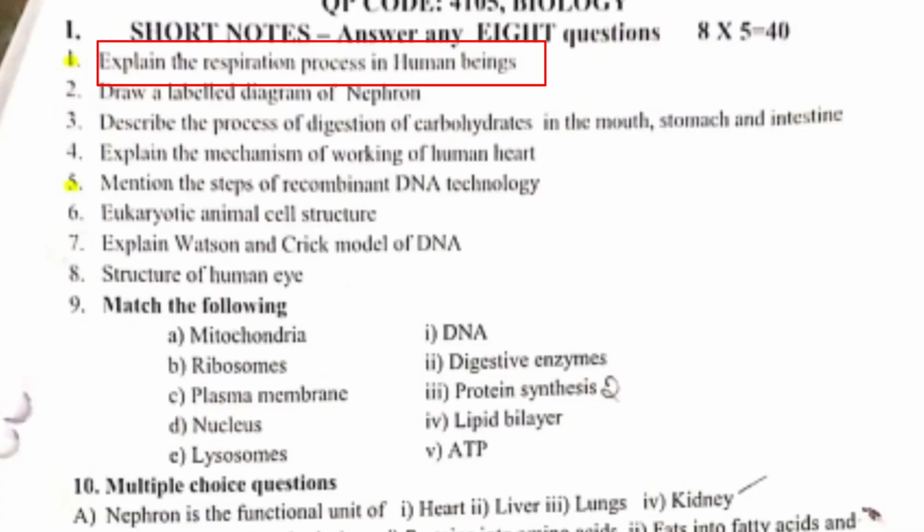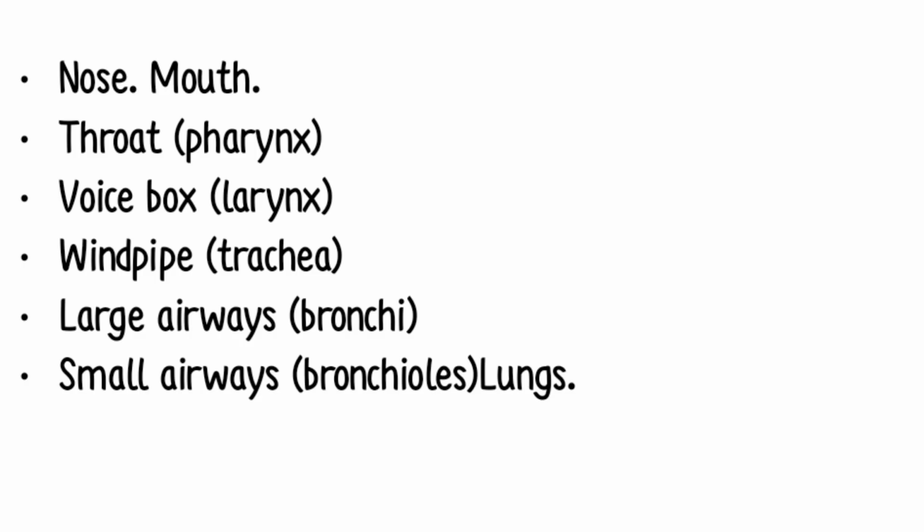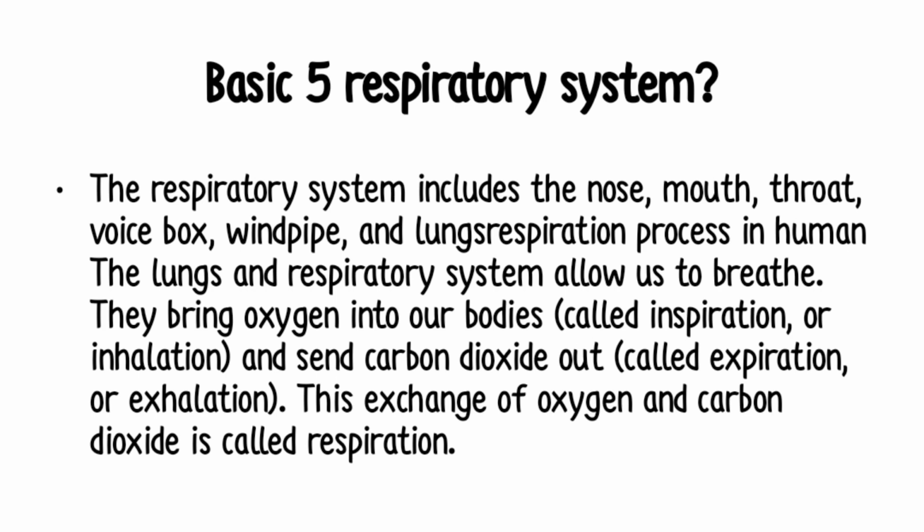1. Explain the respiration process in human being. The respiratory system is the network of organs and tissues that help you to breathe. It includes our airways. Those are nose, mouth, throat, voice box, windpipe, trachea, bronchi and bronchioles, and also lungs and blood vessels. What is respiratory system?